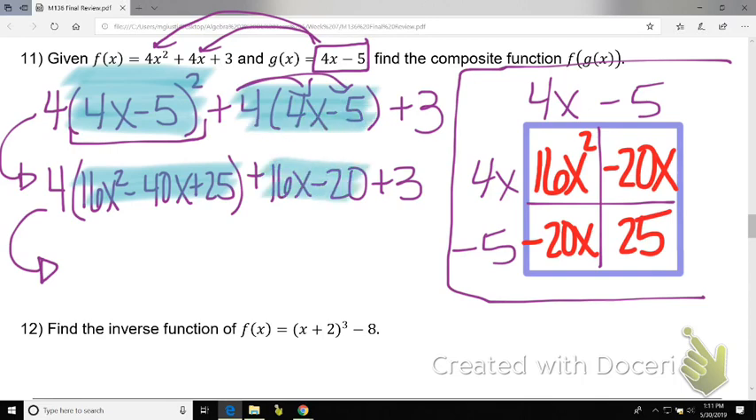Okay, so I kind of did two things at once, but don't I still have to distribute the 4 now? I still have to do this. I have to multiply all three of those terms by 4. So 4 times 16, we have 64x squared. And then I need 4 times a negative 40x.